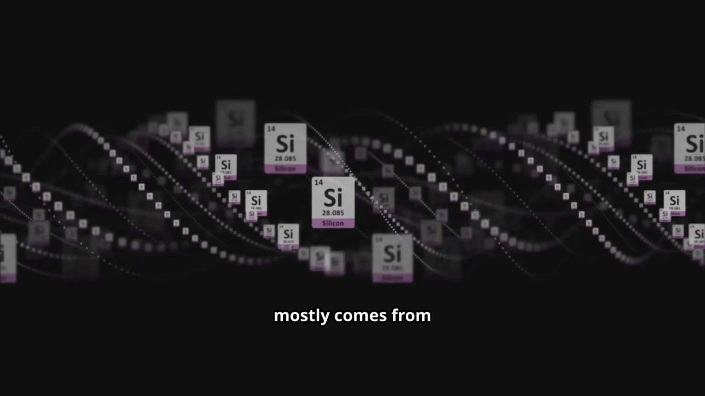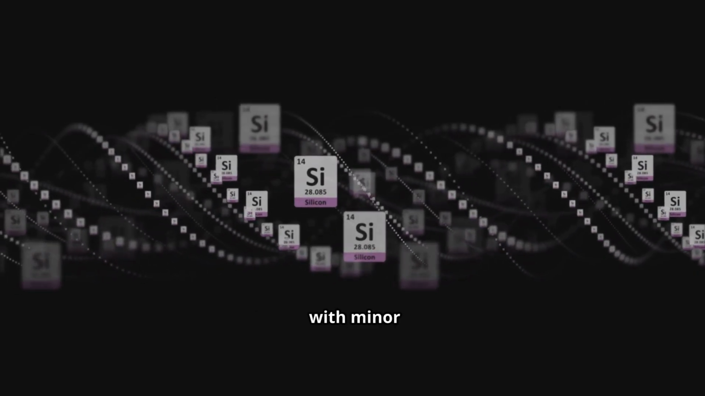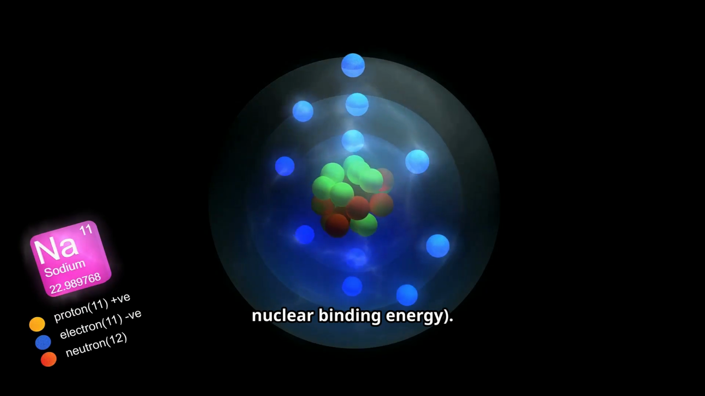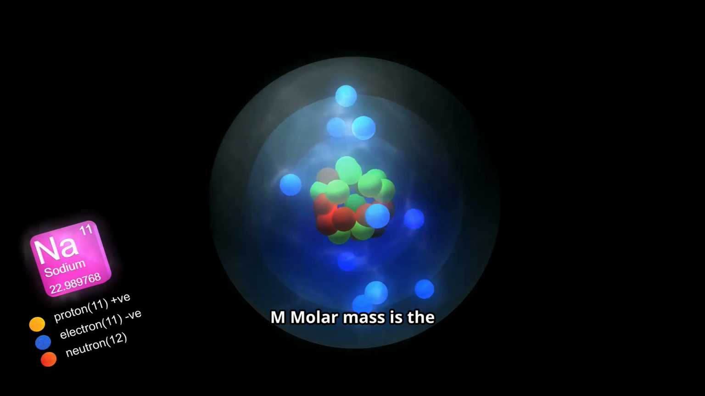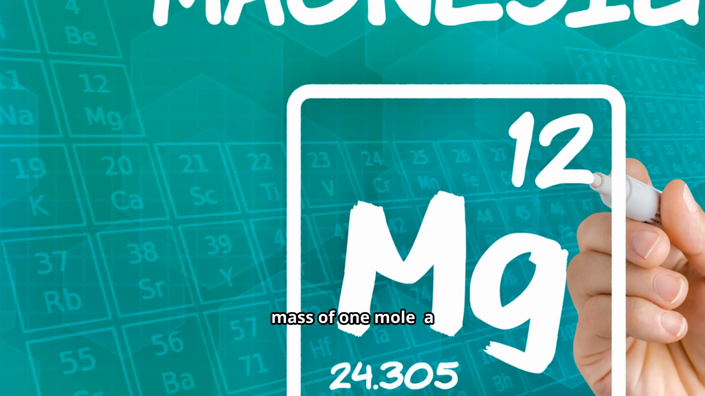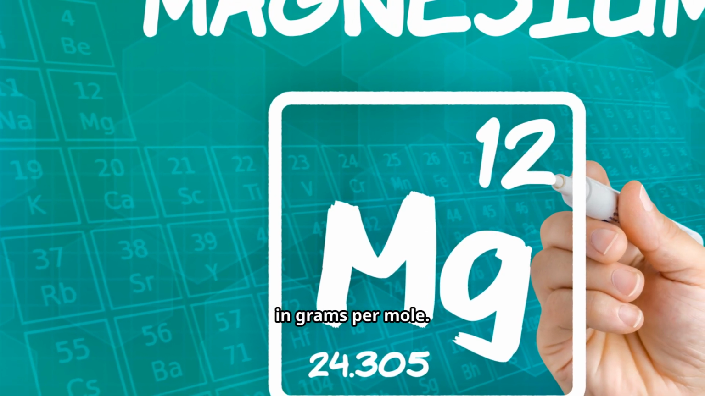The atomic mass mostly comes from the combined mass of the protons and neutrons in the nucleus, with minor contributions from the electrons and nuclear binding energy. What is molar mass, M? Molar mass is the mass of 1 mole, a specific quantity of a substance, typically expressed in grams per mole.